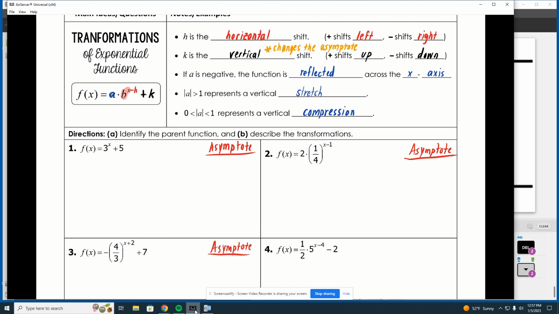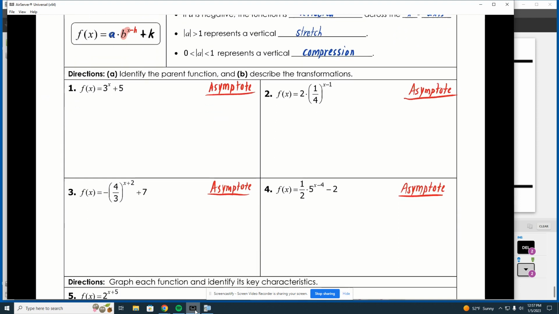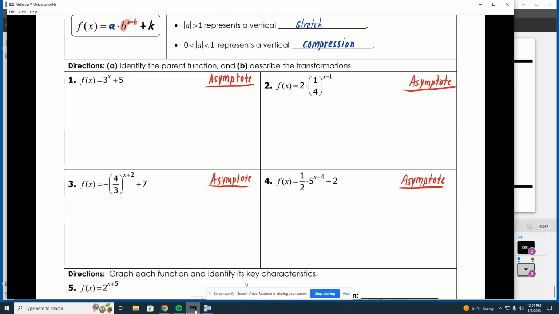So the asymptote is always y equals 0 unless it does what? Unless it vertically shifts. It's always y equals 0 unless it vertically shifts. Okay? So, let's just knock that out on all these. Look at number 1. Does it vertically shift? Yeah. How? It's going to move to y equals positive 5.